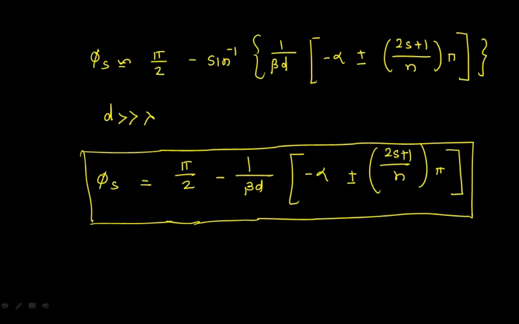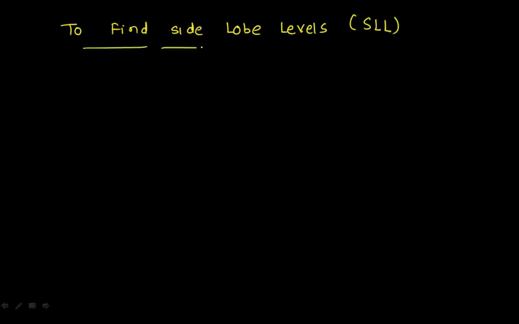Okay, now this is all about the side lobe maxima. The next one is to find the side lobe levels. How to find out the side lobe levels? When we talk about the side lobe levels, we use a short form, that is SLL, which is nothing but the side lobe levels. So the first thing is you must have the knowledge of sin x by x.